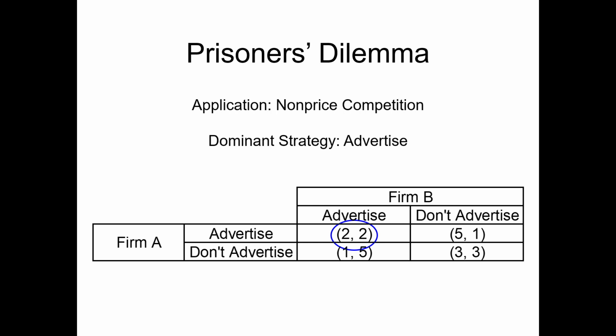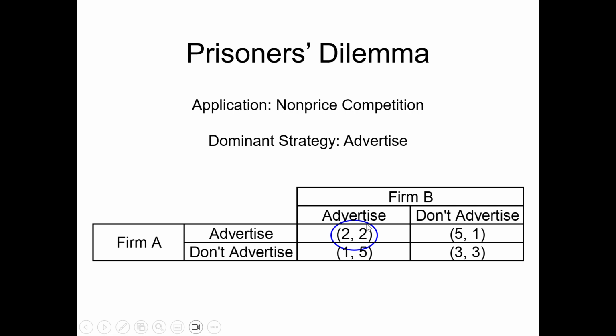And the same prisoner's dilemma can be applied in non-price competition. In non-price competition, same thing, we can see the advertise and don't advertise options. In that case, both parties, without knowing what the other firm actually does, can go for the advertise option.